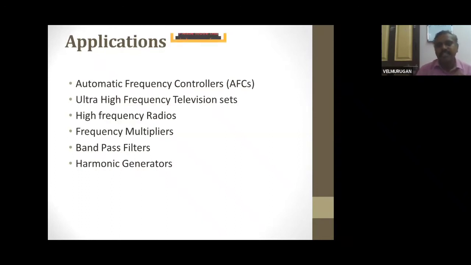Then last but not least, the last one is harmonic generators. Harmonic means H1, H2. It is varying the parameter, starting from 1 voltage, 2 voltage, 3 voltage. What is the output? It is a harmonic generator using the varactor diode. Okay, these are the applications of the varactor diode. Okay, students, then we go to the next special diode.